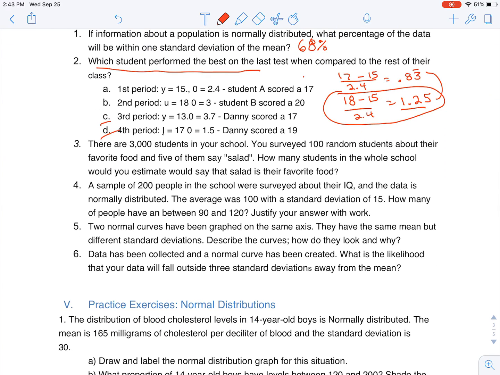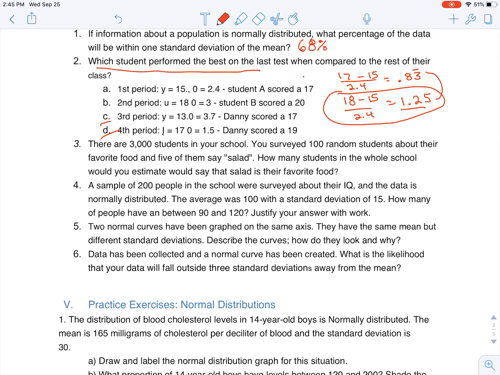Number 3, there are 3,000 students in your school. You surveyed 100 random students about their favorite food, and 5 of them say salad. How many students in the whole school would you estimate would say that salad is their favorite food? Okay, so we got 3,000 students in our school, and we went about surveying 100 of them. So let's see, what other information do we know here? How many students in the whole school would you estimate? And 5 of them say salad.